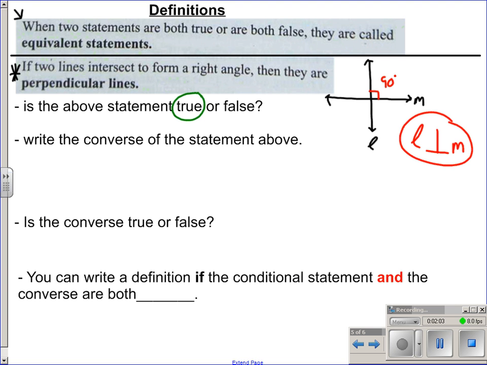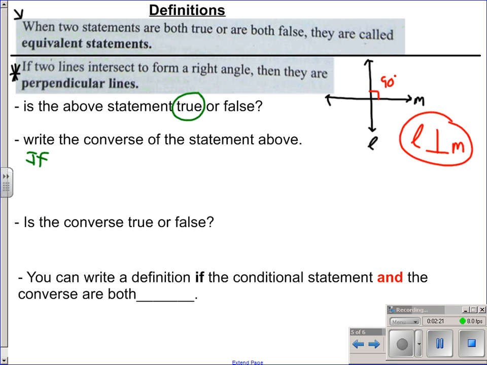All right, now I want you to write the converse. So go ahead and try that on your own. Hit pause. All right, write the converse of the statement above. So converse, we're going to switch the hypothesis and conclusion.